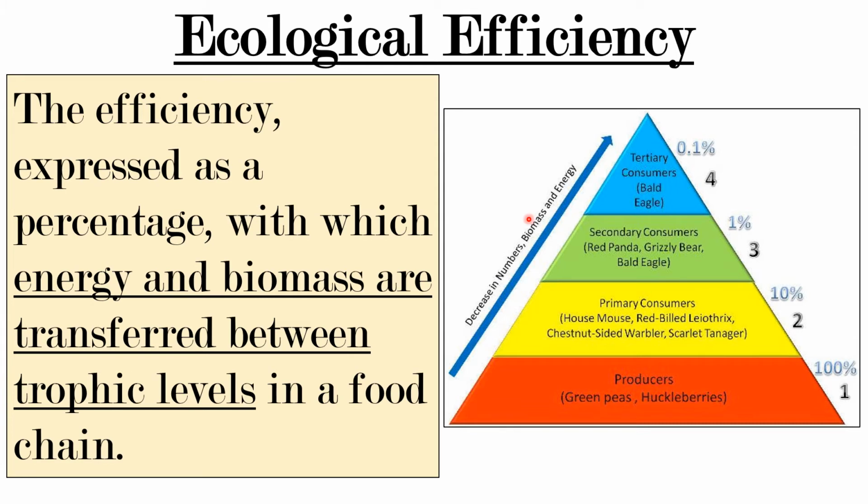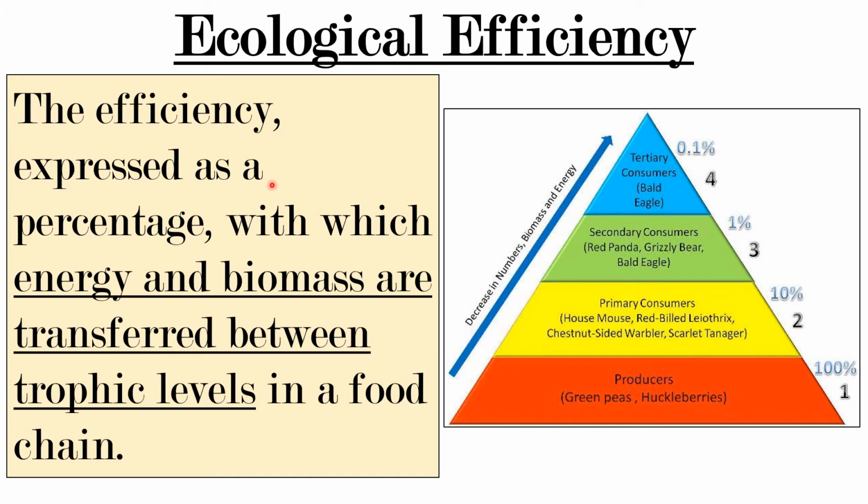Now, ecological efficiency is related to this. It's a percentage, the efficiency with which energy and biomass are transferred between trophic levels. Each of these is a trophic level, in a food chain. So if you've got a food chain where this number here is 12% getting passed on, that would have a higher ecological efficiency than if 7% was being passed on. Okay, and there are reasons why this might be 7% in one food chain and 12% in another, which we're going to come on to.